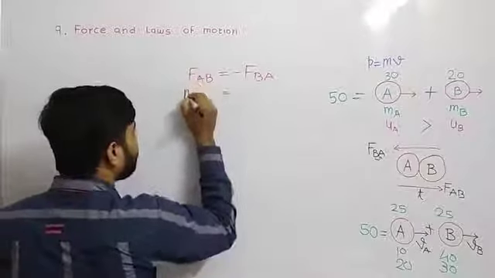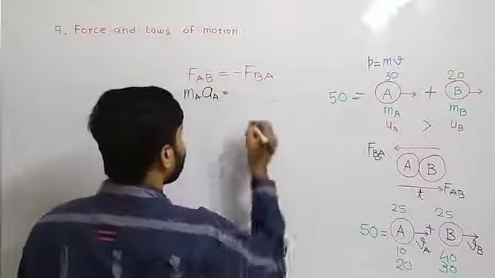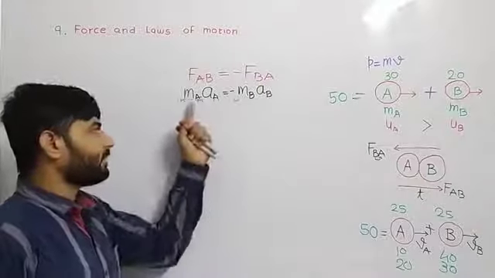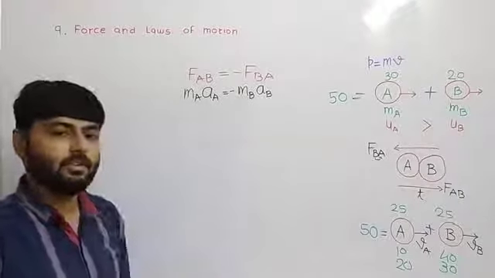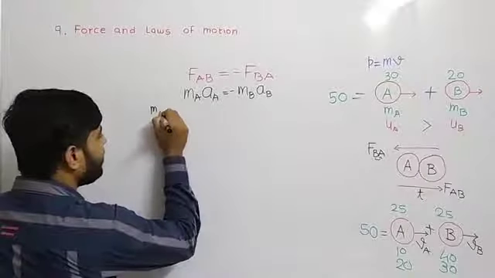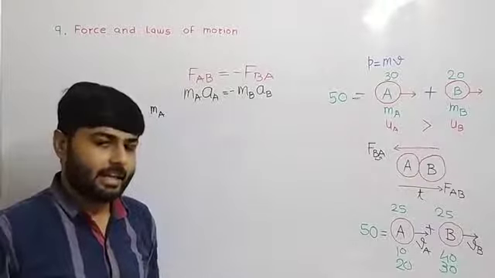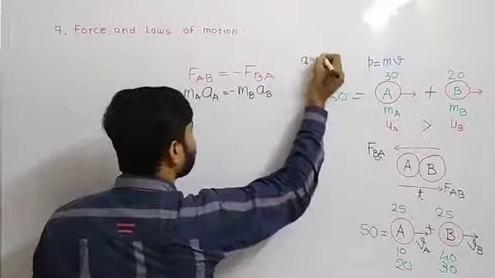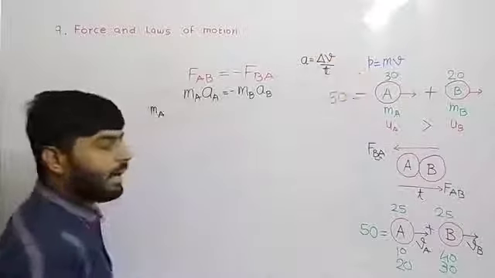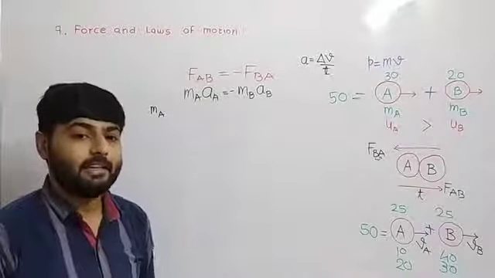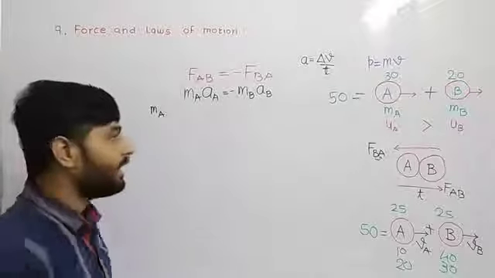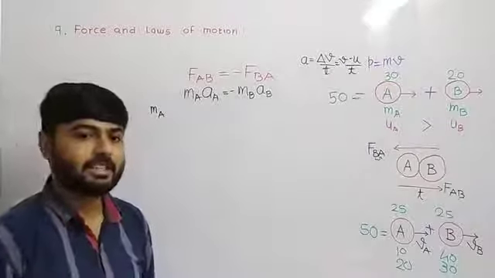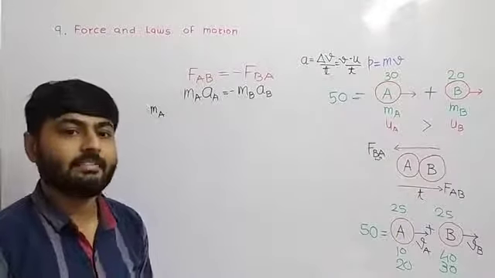So I write here MA AA is equal to minus MB AB. That is mass of A, acceleration of A, mass of B, acceleration of B. Mass of A will remain the same. What is acceleration? Acceleration is the rate of change of velocity, and I can write A is equal to delta V divided by T. I hope now you remember what is delta V. Delta V is the change in velocity, that we can write as V minus U divided by T. What is change in velocity? Change in velocity is final minus initial, divided by T.